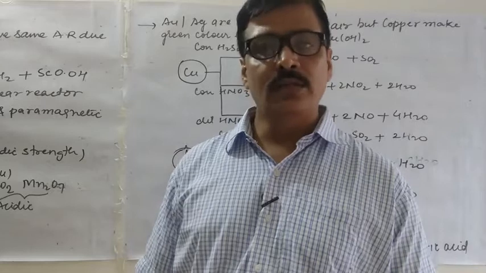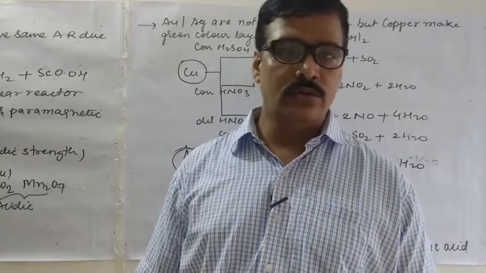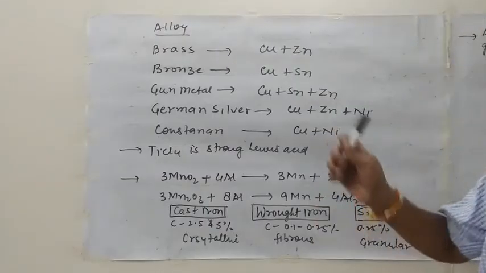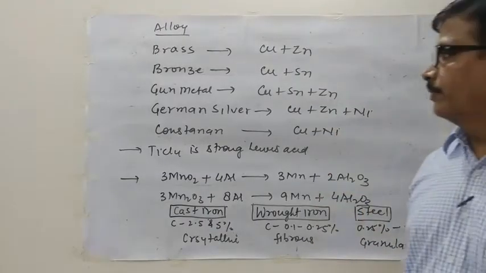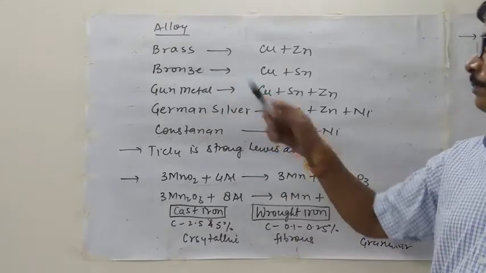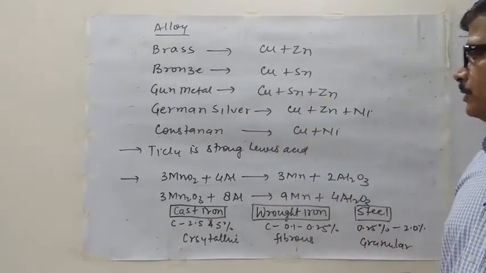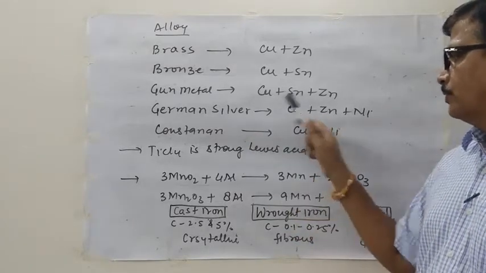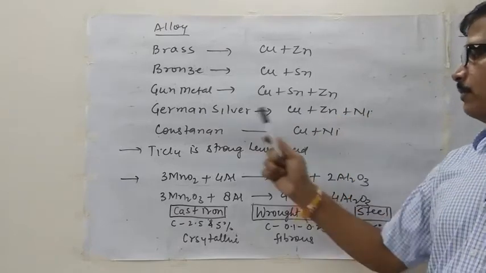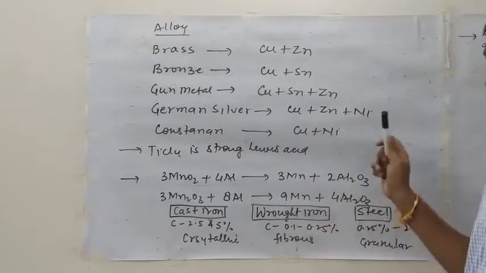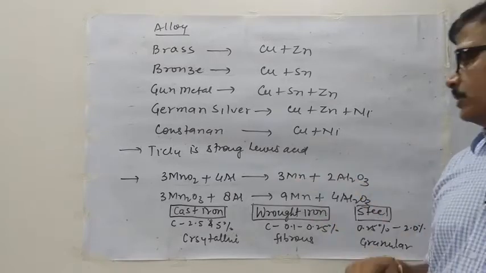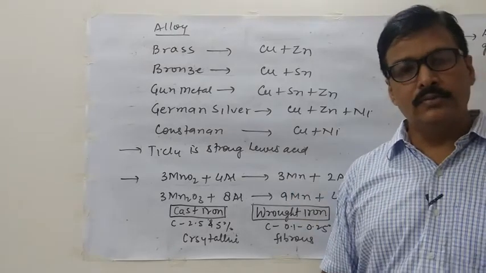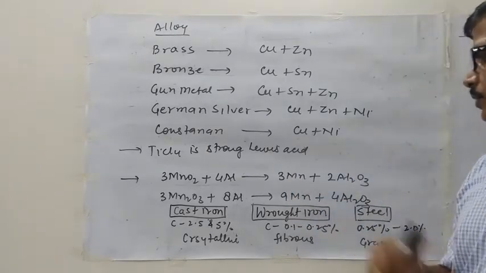So after that we come to some alloys which are formed by the d block. Now we see the different types of alloys of copper. You see that brass is a mixture of copper and zinc, bronze is a mixture of copper and tin, gunmetal is a mixture of copper, tin and zinc, German silver is related to copper, zinc and nickel, and Constantan is a mixture of copper and nickel. Now you must remember that titanium tetrachloride, TiCl4, is a strong Lewis acid.